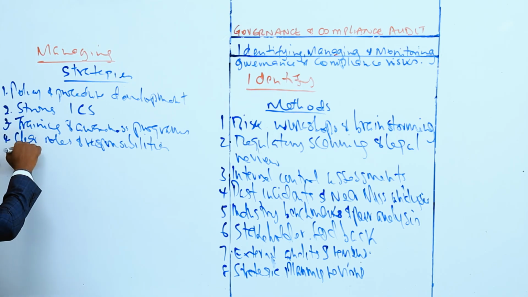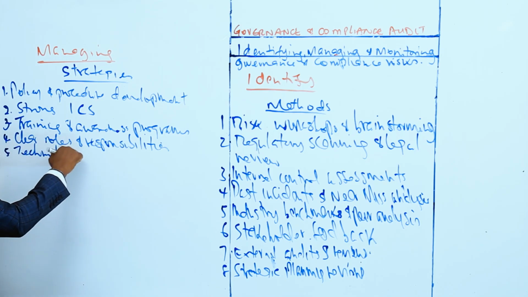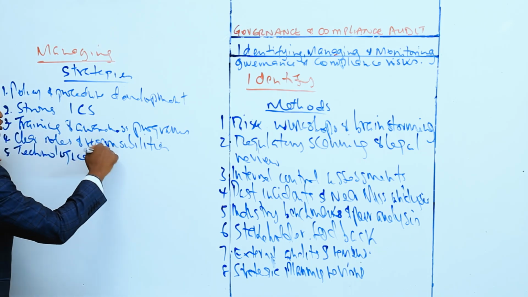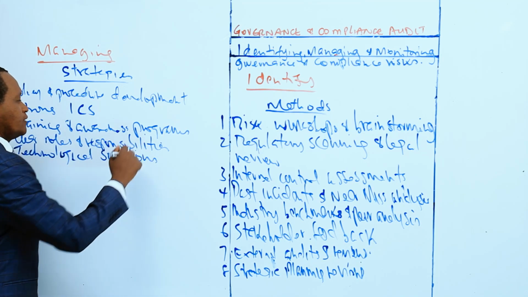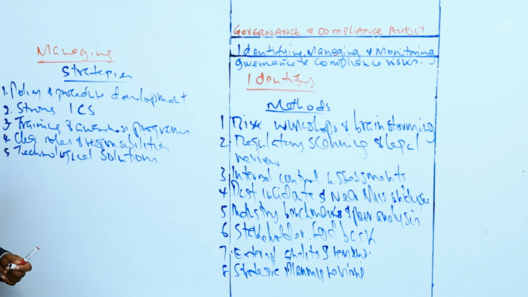5. Technological solutions. Utilizing governance, risk, and compliance software to centralize risk registers, to track compliance requirements, to manage policy distribution, and also monitor incidents. So the company can implement automated controls within IT systems to enforce policies, for example, access controls, data encryption, and so on.